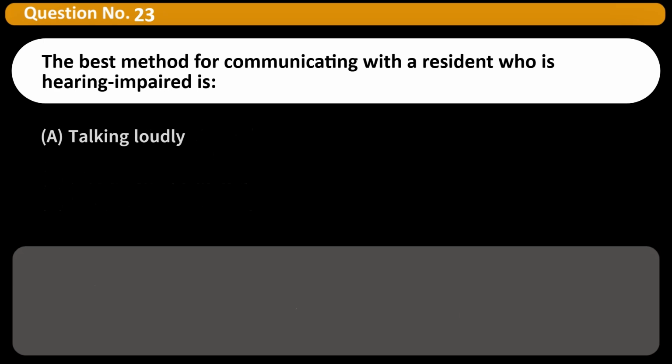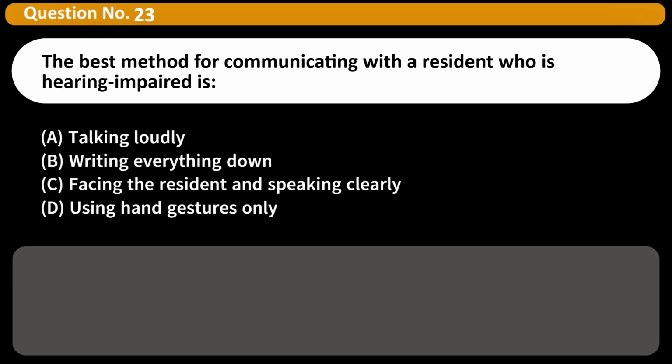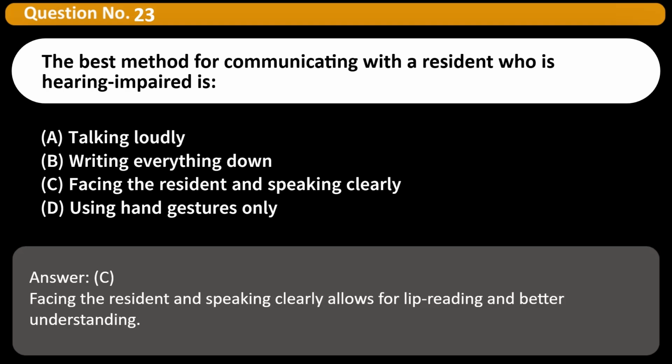The best method for communicating with a resident who is hearing impaired is: A. Talking loudly. B. Writing everything down. C. Facing the resident and speaking clearly. D. Using hand gestures only. Answer: C. Facing the resident and speaking clearly allows for lip reading and better understanding.